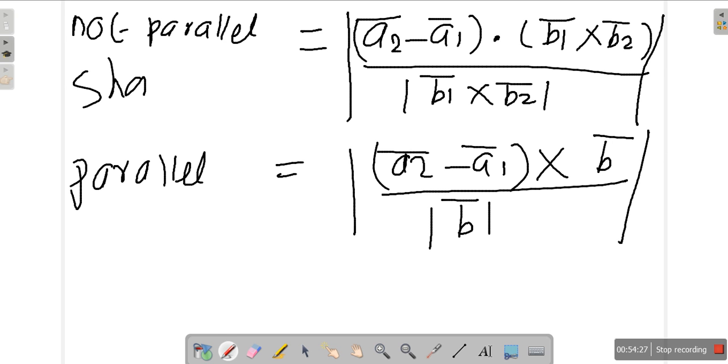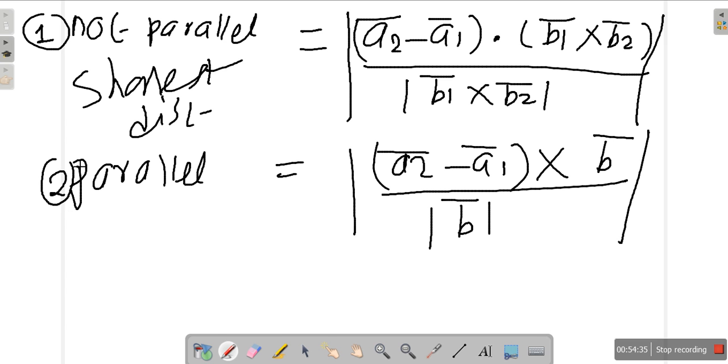So this is the formula for shortest distance. Number 1, the lines are not parallel. Number 2, the lines are. Please memorize this formula, because in CET we don't have time to derive all this. So it will be necessary to memorize both the formulas for the shortest distance. Okay, let us do one more example and then we'll stop this session and go to the next session.